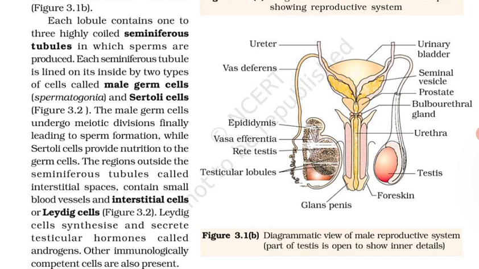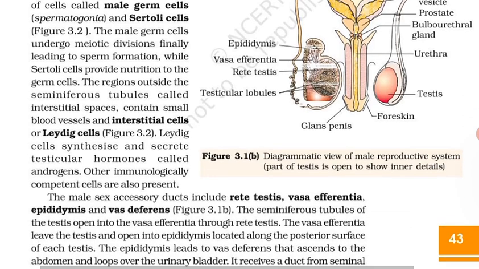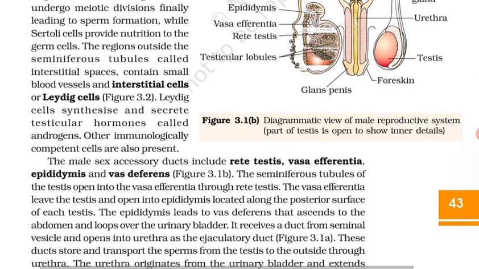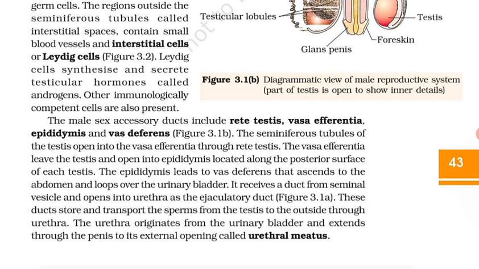Each seminiferous tubule is lined on its inside by 2 types of cells called male germ cells, that is spermatogonia, and Sertoli cells. Okay? Inside could be changed to outside, but the correct word is inside. Each seminiferous tubule is lined on its inside by 2 types of cells called male germ cells known as spermatogonia and Sertoli cells. Okay? Clear? So let's proceed further.